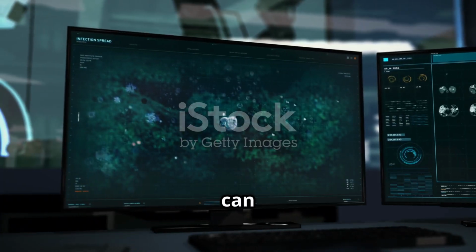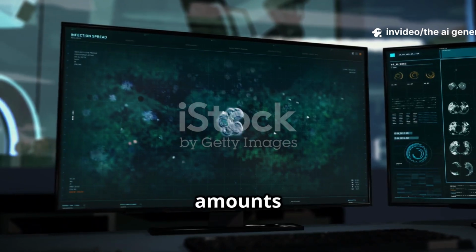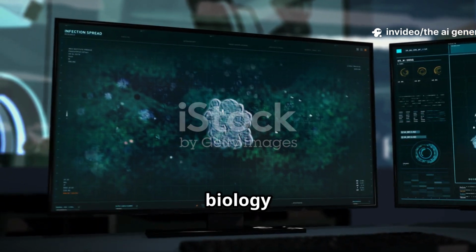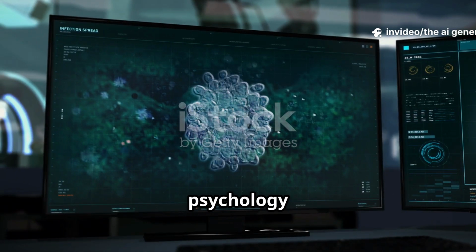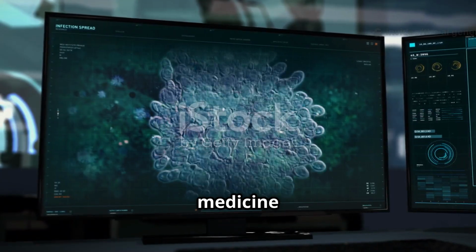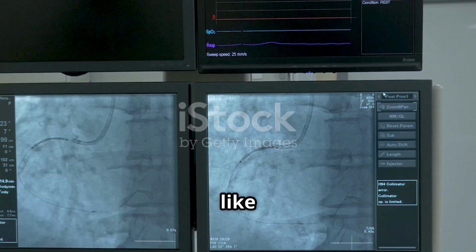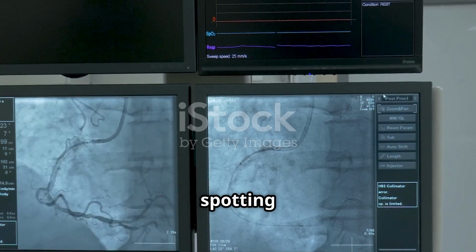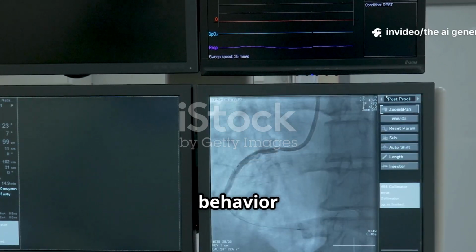Tork clustering can quickly and independently analyze huge amounts of data in various fields like biology, chemistry, astronomy, psychology, finance, and medicine. It can help discover new things like identifying disease patterns, spotting fraud, or understanding human behavior.